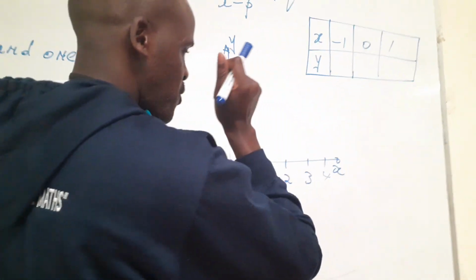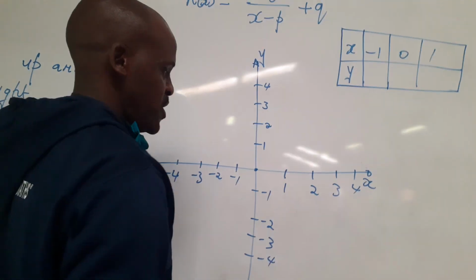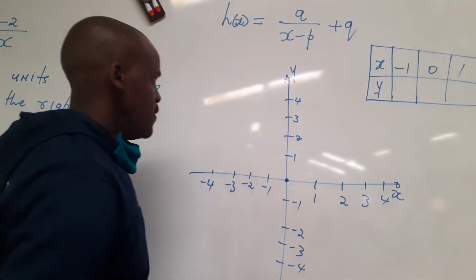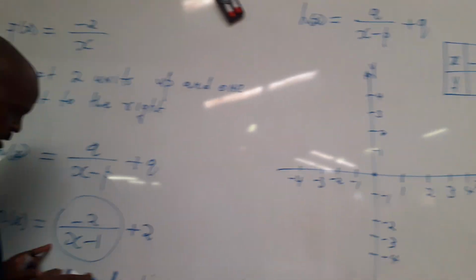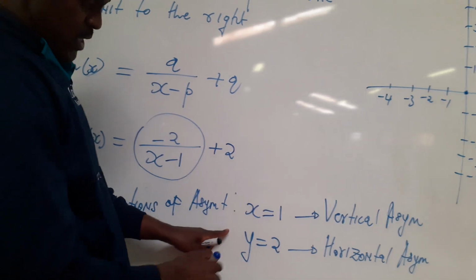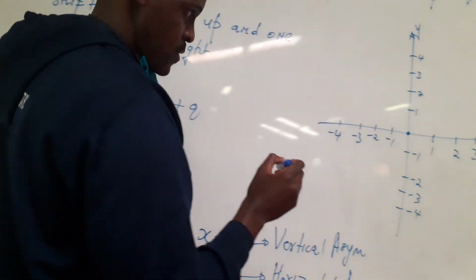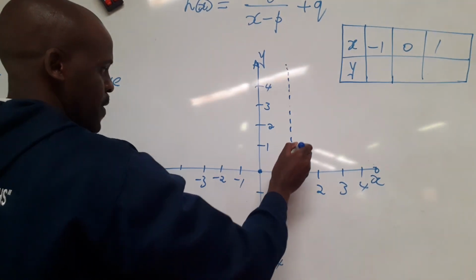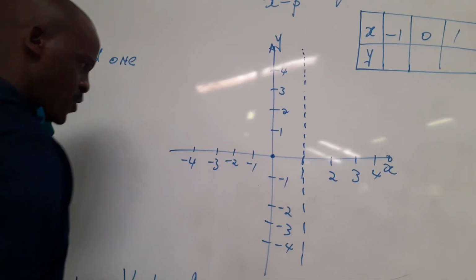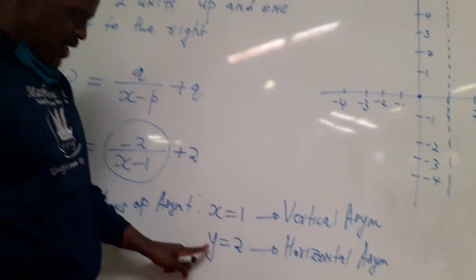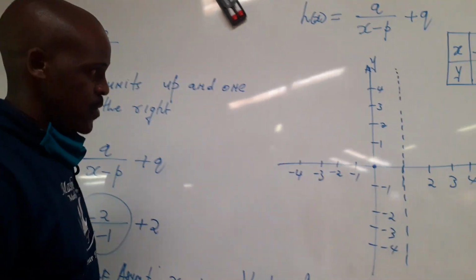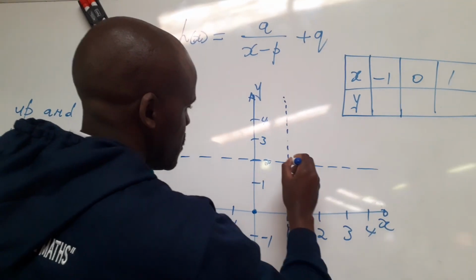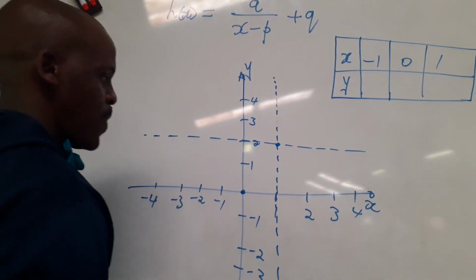You can also put just 1 point for the graph. Here, we've got these asymptotes. These are our asymptotes. X is equal to 1. Indicate that line. X is equal to 1. Y is equal to 2.